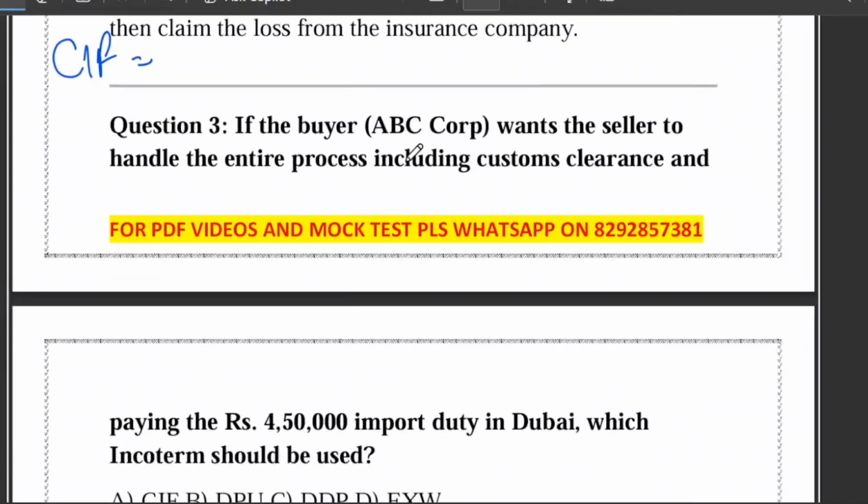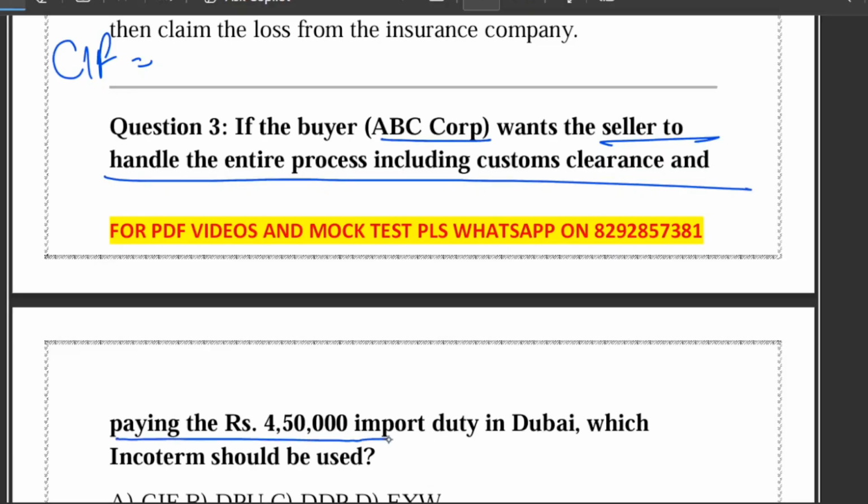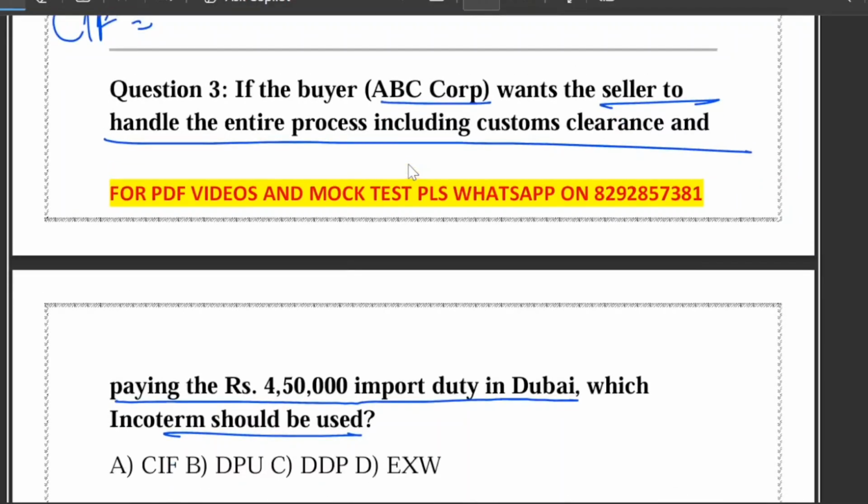Now the third question of the same case study. Let's look at a situation where the buyer wants the seller to handle everything from the shipping to customs clearance and even paying the import duties. So which Incoterm applies here? If the buyer, which is ABC Corp, wants the seller to handle the entire process, including customs clearance, paying the 4,50,000 import duty at Dubai, which Incoterm should be used? CIF, DPU, DDP, EXW. So basically the answer is DDP.